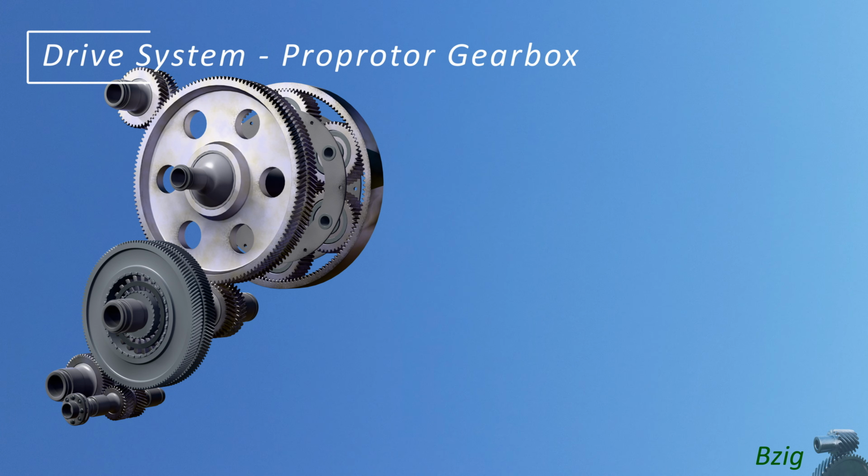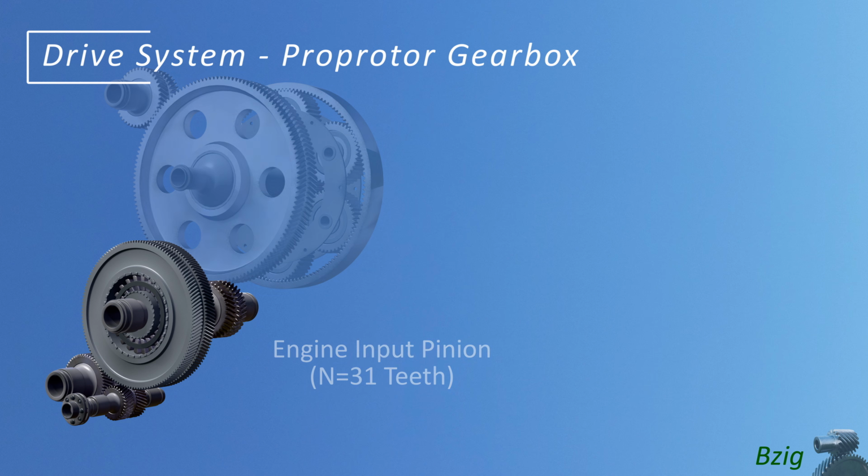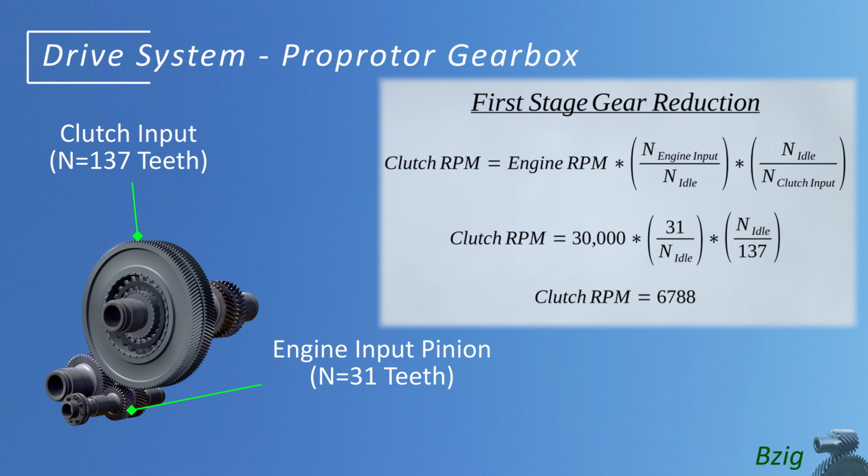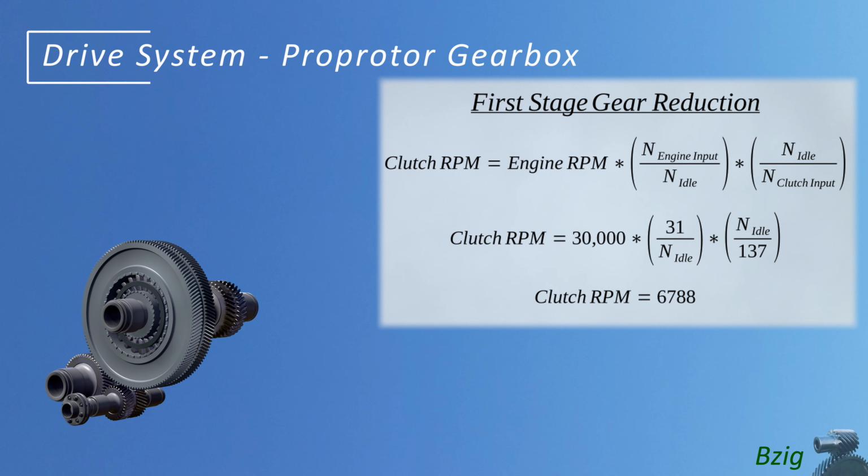The first stage of gear reduction happens between the input pinion and the clutch input gear. The input pinion has 31 teeth and the clutch input gear has 137 teeth. The gear reduction math is on the screen, and this results in a rotation speed at the clutch input of 6,788 RPM.